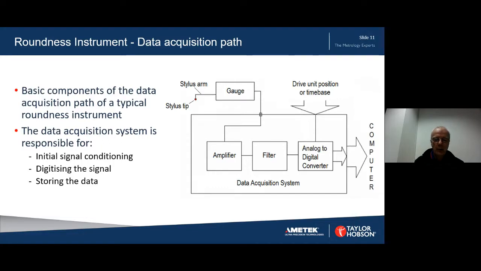Signal conditioning might involve amplification and filtering of the signal prior to the converter stage. The filter could be a separate component or a filter that is inherent in the way that the converter works. Sampling of the gauge signal is usually triggered by some feedback of the spindle position.